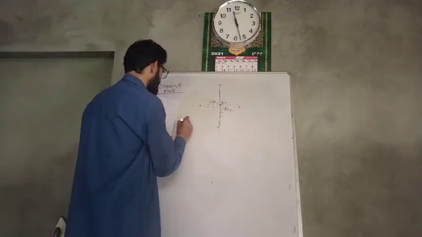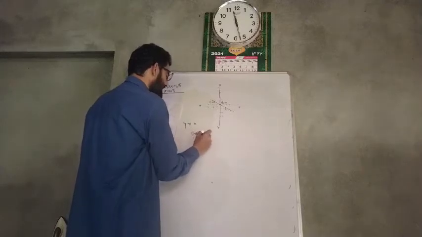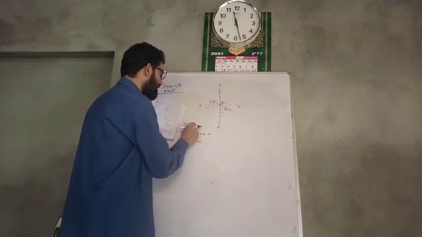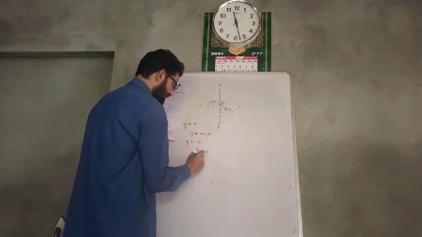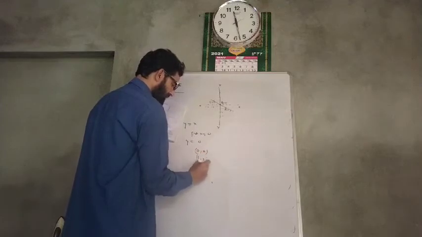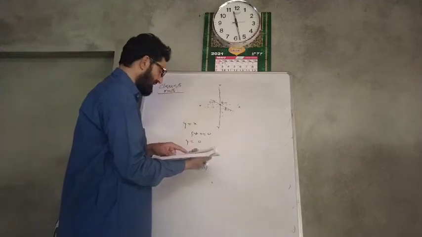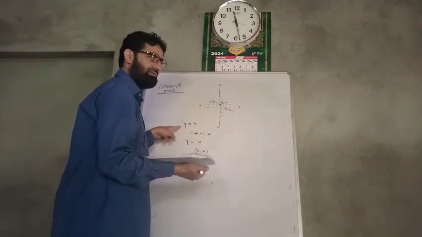The first equation is y is equal to x. Now put x is equal to 0, y is also 0. Put x is equal to 1, y is 1. So 0, 0; 1, 1; 2, 2. Now let us check. This was the first equation, y is equal to x. Whatever value you give x, y is obviously the same.